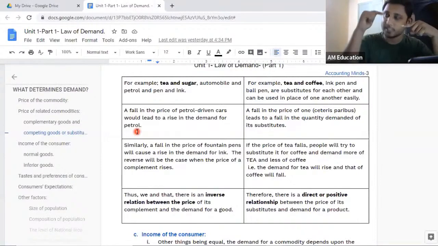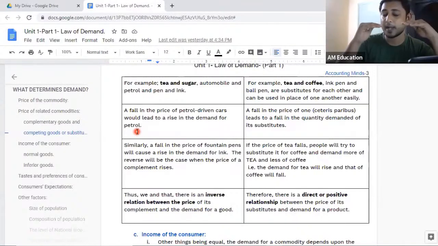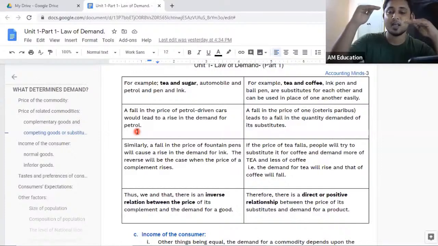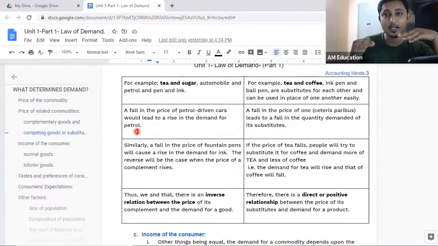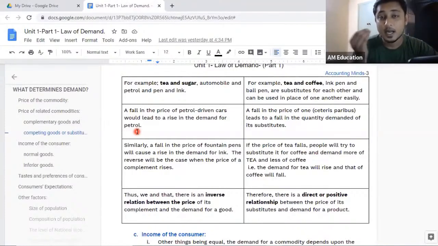If the price of the main product increases, what happens? If the price of the car increases, then the demand for fuel or petrol decreases. And if the price of the petrol car decreases, the demand for petrol increases. So the price of one product is affecting the demand of a different product altogether.